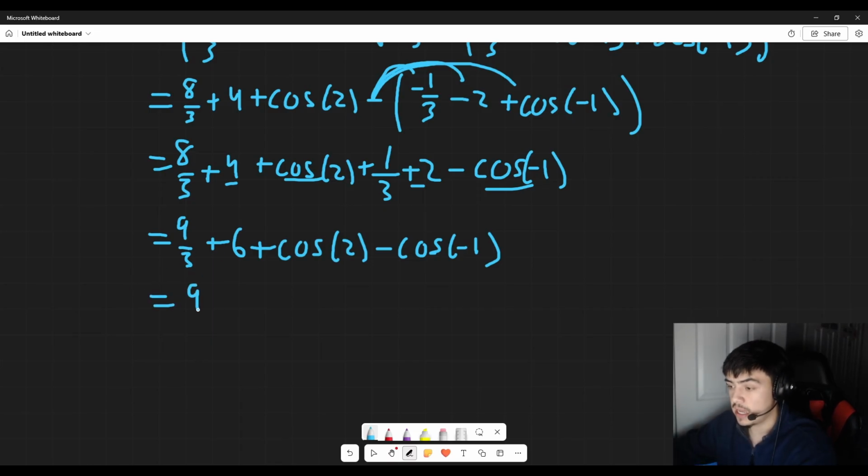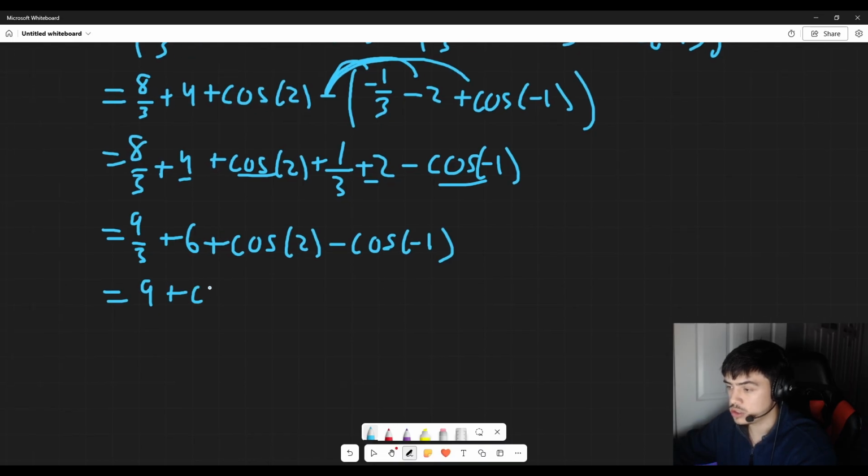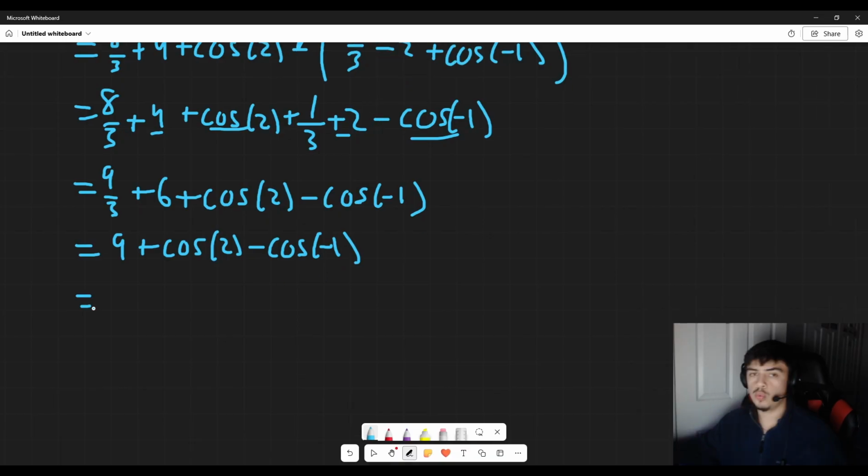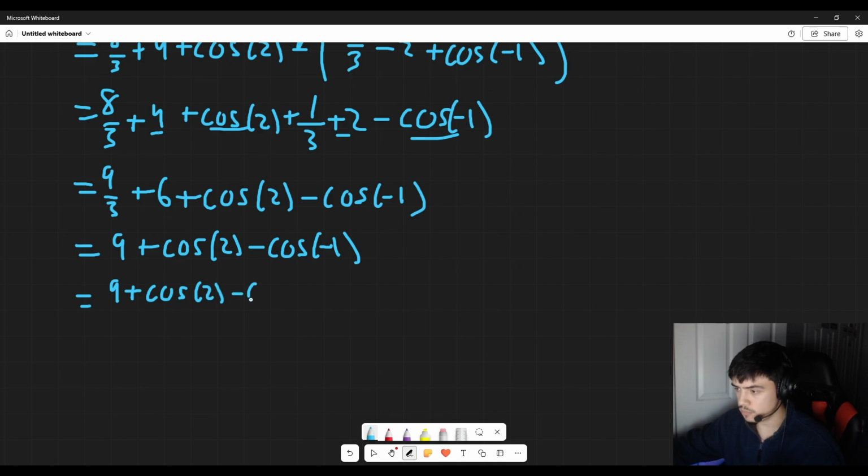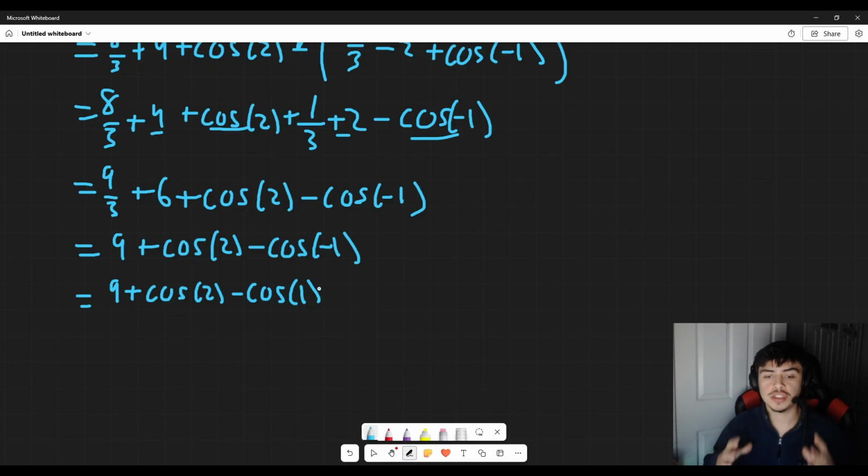Plus 6 is 9. And then we get cosine of 2 minus cosine of negative 1. We can go ahead and simplify this one more time. It's not super necessary, but we can go ahead and just write 9 plus cosine of 2 minus cosine of 1. The reason why I just wrote it as 1 instead of negative 1 is because cosine is an even function, meaning it's symmetric across the y-axis. So if you plug in a negative input, you will still get the same y output.